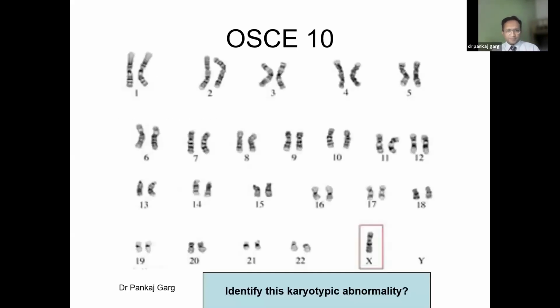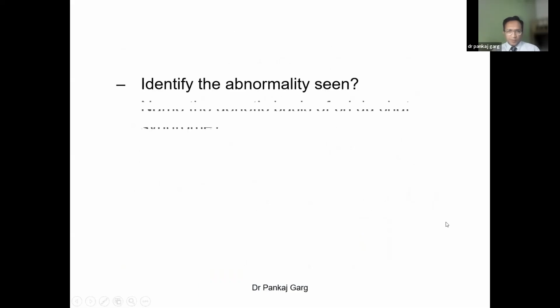Look at this. Identify this karyotypic abnormality. I'm sure most of you can pick it up. So Turner syndrome. Everybody knows it's a single X. So it's Turner syndrome, right? The diagnosis is correct. Turner syndrome.